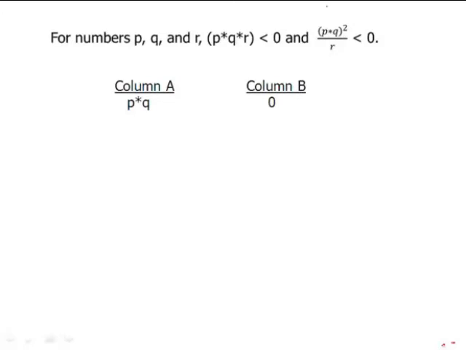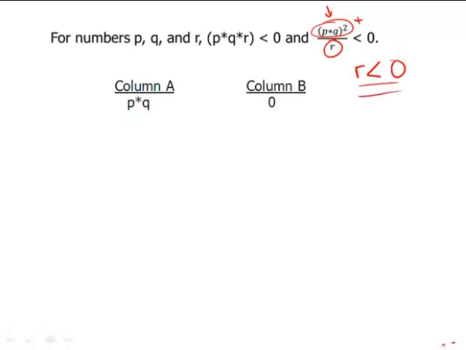So let's start with this second equation here. Of course, we know that this numerator, this top, has to be positive because when you square something, it's always positive. So the only way this whole fraction could be negative is if the denominator R is negative. So we know that R is negative.